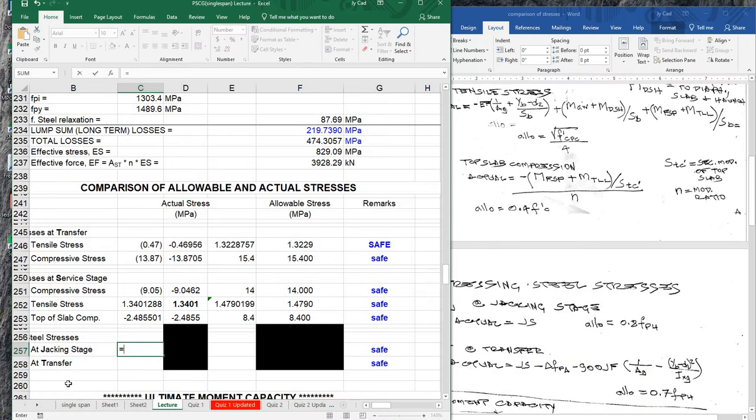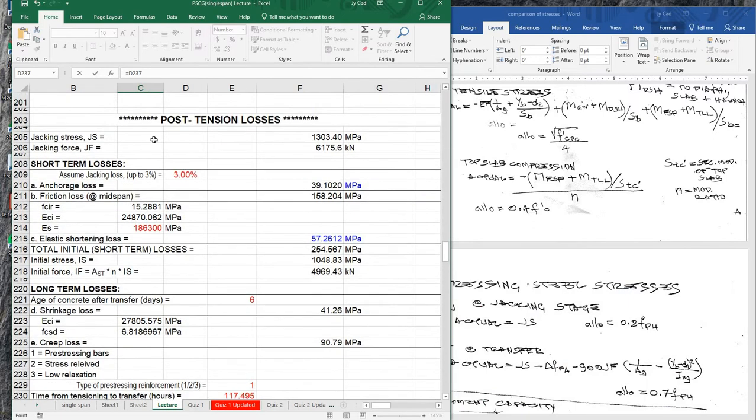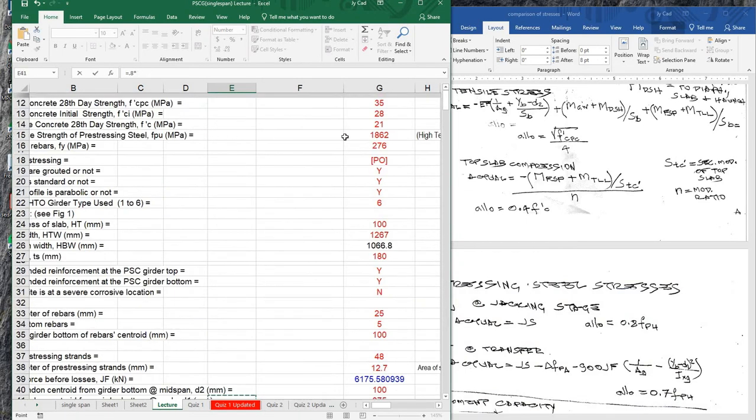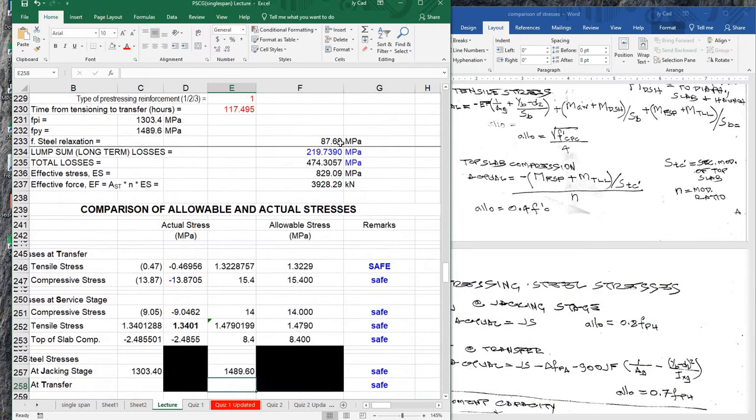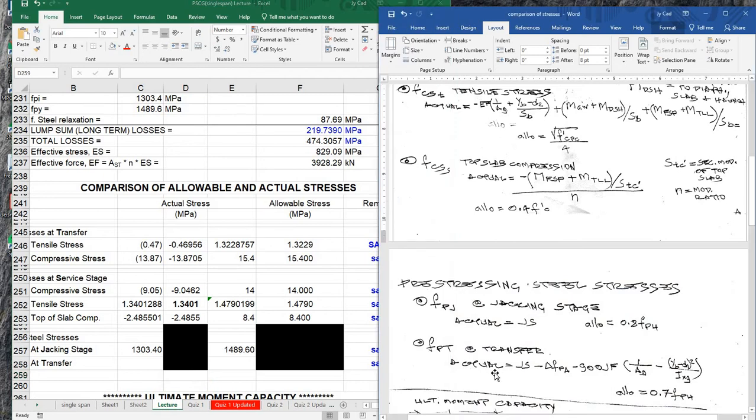Dito na tayo sa jacking stage. So, your actual stress is simply equal to your jacking stress, which is here at before sa short-term losses. Ayan. Okay, so that is megapascal. And then, the allowable is 80% of FPU equal to 0.8 times FPU. Nasa taas siya. Ayan. Then, enter.